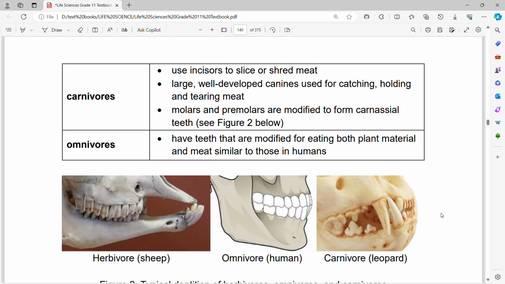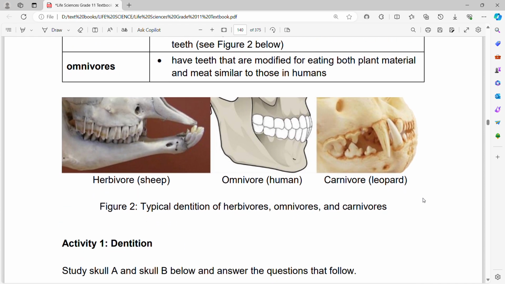Then we have omnivores. Omnivores have teeth that are modified for eating both plant material and meat, similar to those in humans. So we do eat plants, we do eat animals, we do eat the dead flesh of other animals. So human beings have all four types of teeth: molars, premolars, incisors and canines, and they also have the specialized form of the carnassial teeth.